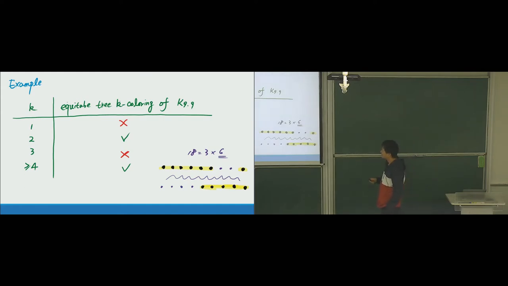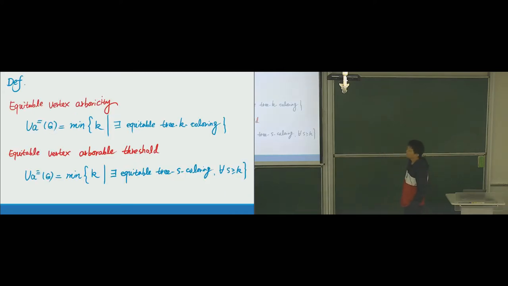This example shows that if one graph has an equitable tree k covering, we cannot say this graph has an equitable tree k plus 1 covering. This is different from the proper covering. So we have two definitions of the chromatic number. The first one, I call it equitable vertex arboricity. That is the minimum integer k so that this graph has an equitable tree k covering.